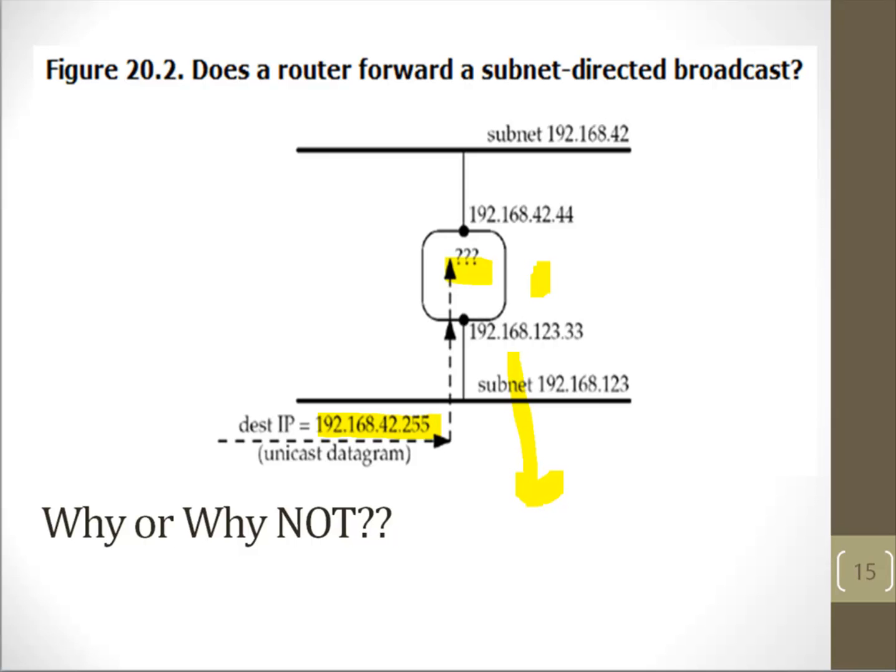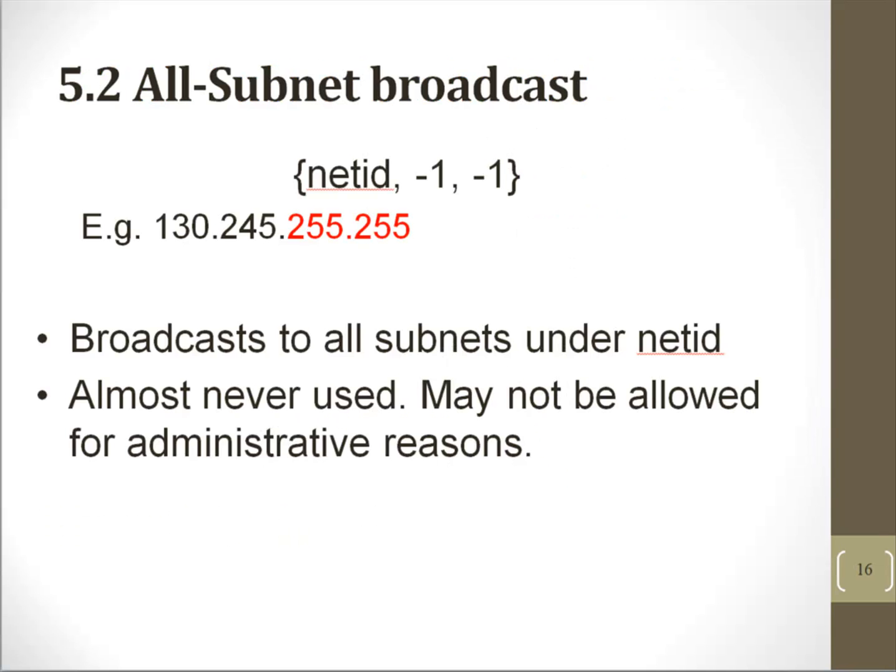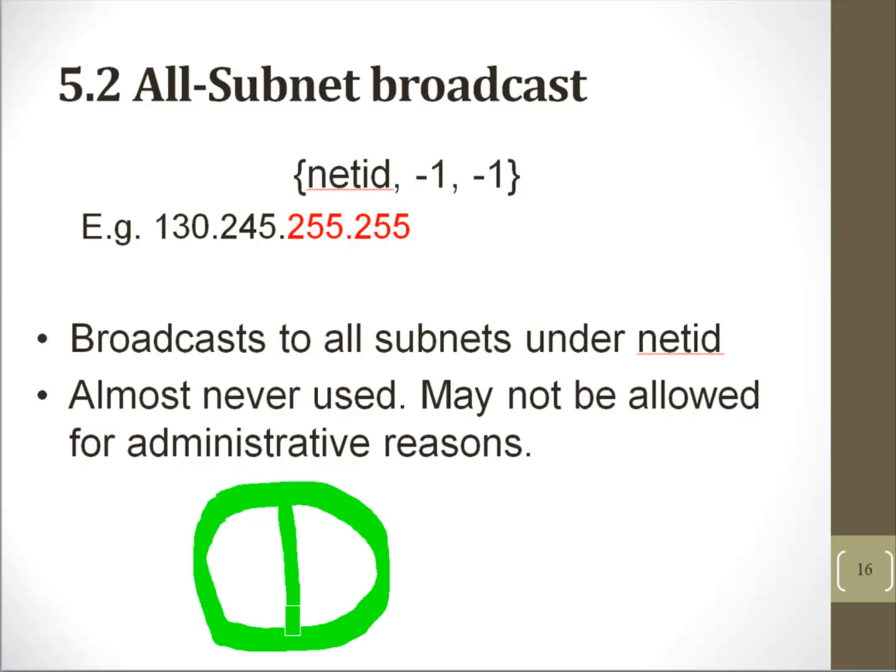Now I'm moving to the second type of broadcast address, all subnet. What does all subnet broadcast mean? For example, I'm having a major network. The major network I'm dividing into 4 subnets. What we discussed in the previous slide in 5.1 was the broadcast IP address for a particular subnet.